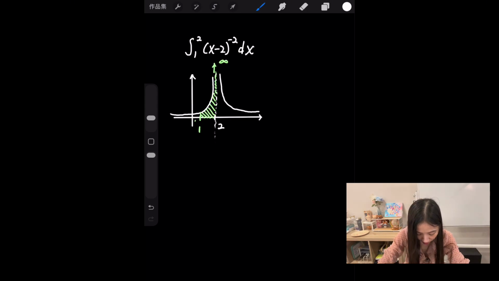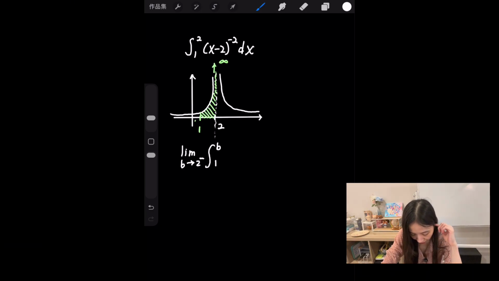You need to use a limit. So in this case, you can write down the limit in the front, as b approaches 2, and the integral from 1 to b. And actually, because it's on the left side, you need b to approach 2 from the left. And (x minus 2) to the power of minus 2 with respect to x.